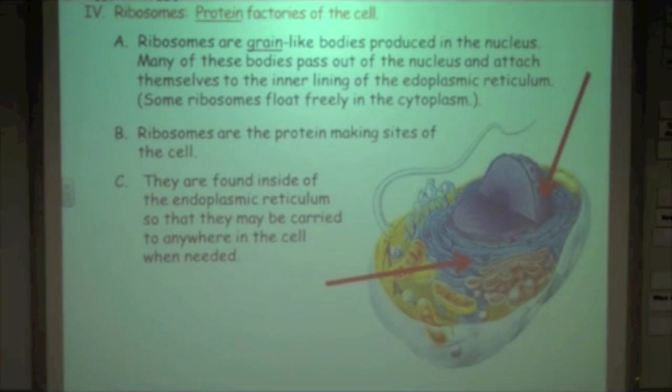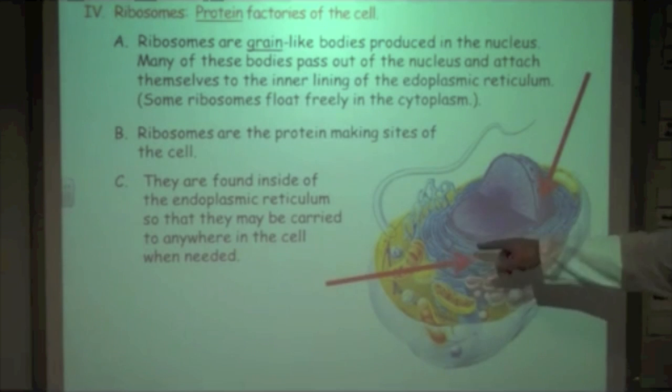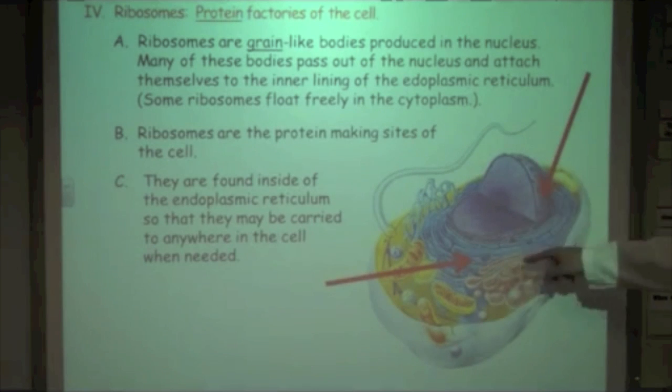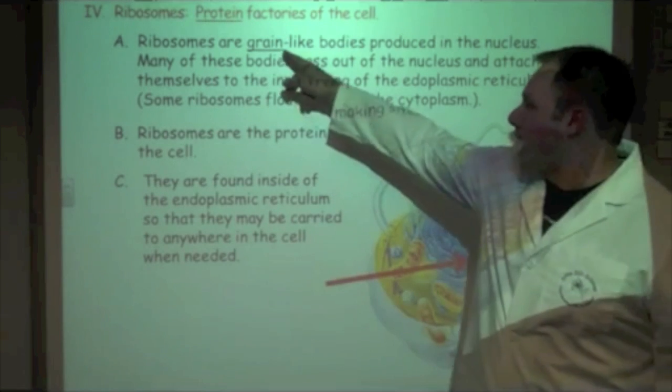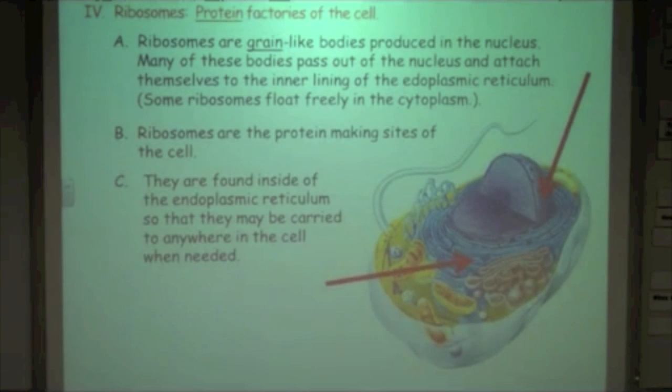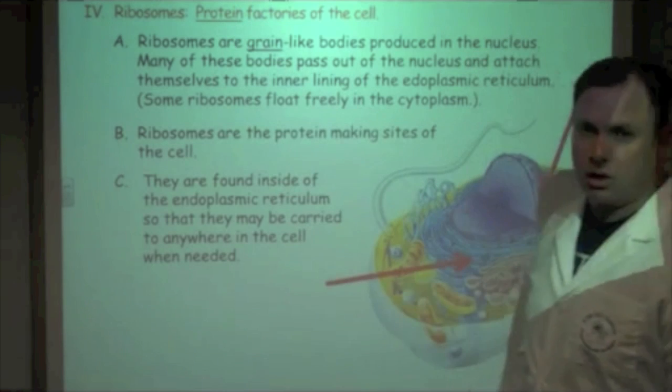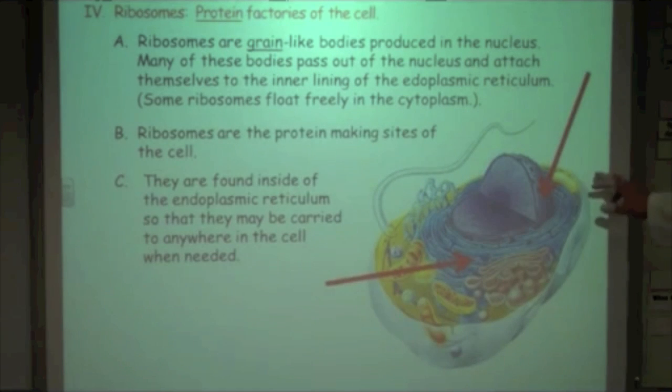Next, we have ribosomes. Ribosomes are protein factories. They build things. They build proteins. Now, ribosomes are a little hard to see here in our diagram, but they're all the little specks that you can see on the nucleus. We're going to talk about this here in just a second, but the endoplasmic reticulum. They're the little dots. They're little grain-like bodies, or sand-like bodies that are inside of the cell. And again, those guys are producing protein in the protein factories of the cell.